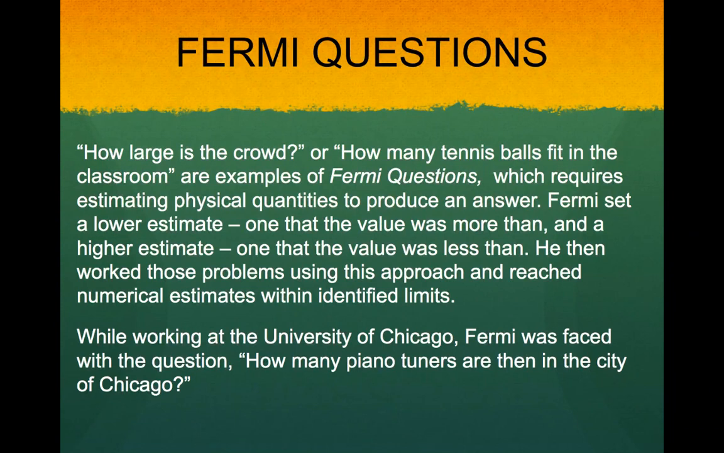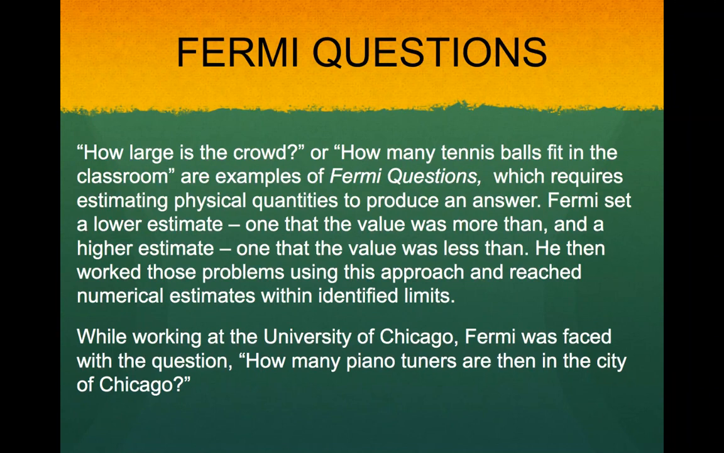So Fermi questions. How large is the crowd? How many tennis balls fit in a classroom? Those are examples of Fermi questions. They require estimating physical quantities to produce an answer. Enrico Fermi set a lower estimate, one that the value had to be more than, and a higher estimate, one that the value he knew was less than. He then worked those problems using this approach and reached numerical estimates within identified limits. So he would give a lower and upper limit to his estimate.